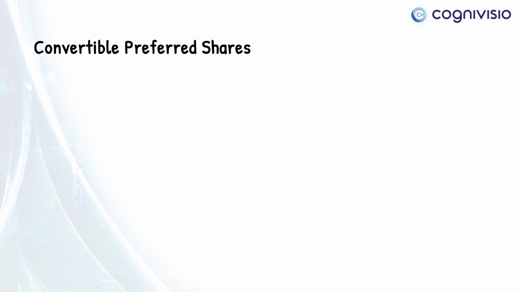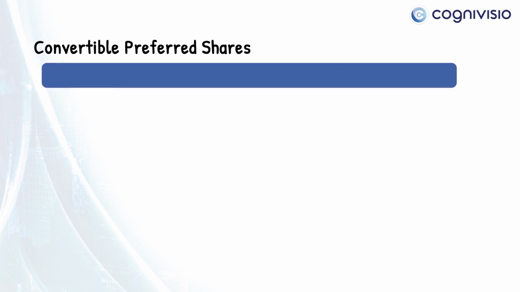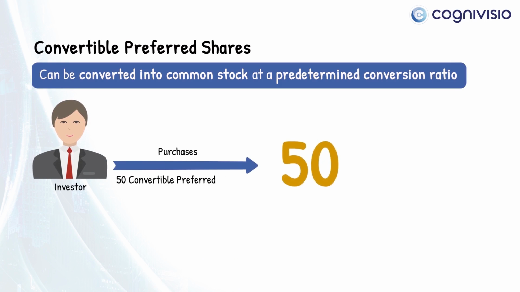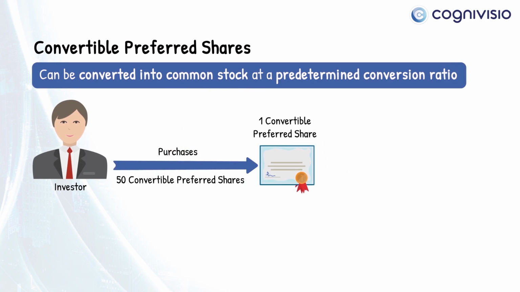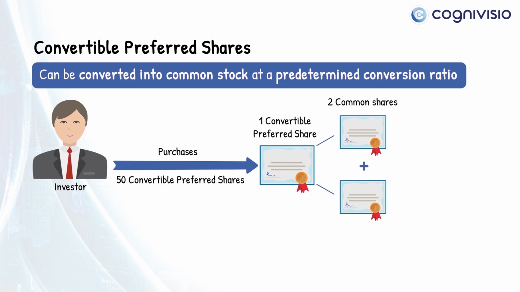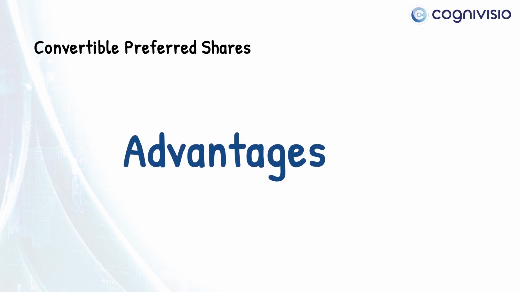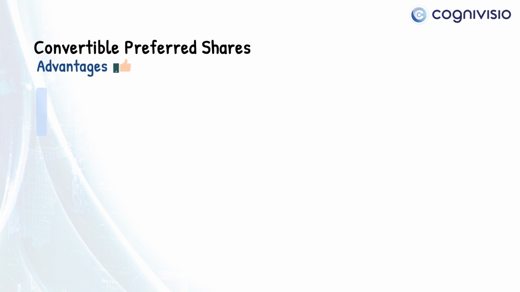Preferred shares can also be convertible. Convertible preferred shares are preferred shares that can be converted into common stock at a predetermined conversion ratio. For example, suppose an investor purchases 50 convertible preferred shares on the 1st of December, and each share can be converted into 2 shares of common stock. In this case, the conversion ratio is 2, or the number of common shares that the preferred share can be converted to. Convertible preferred shares have the following advantages.